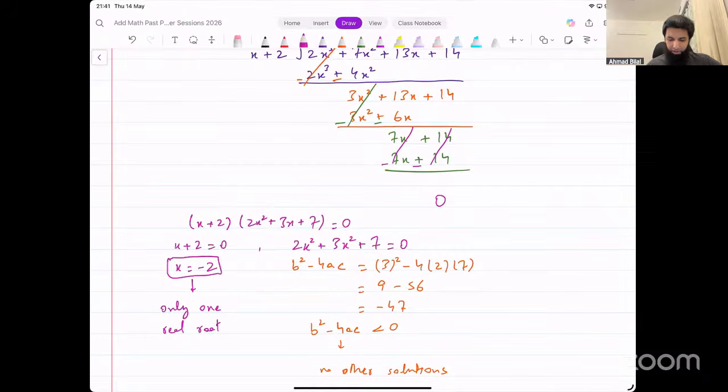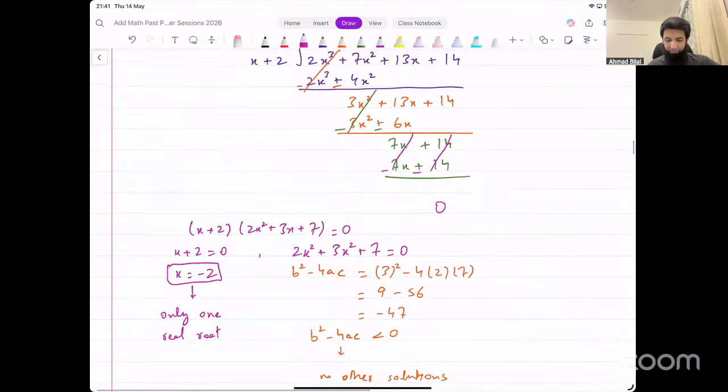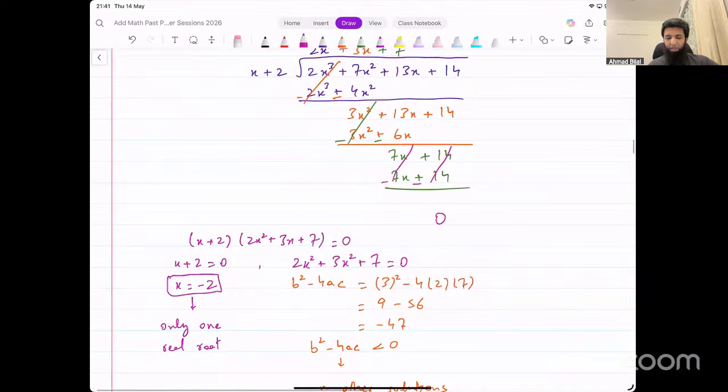Was it 4 into 14? Actually, let me just check that. 4 into 2 into 7, that's 8 times. Why are you saying that? b squared minus 4AC.